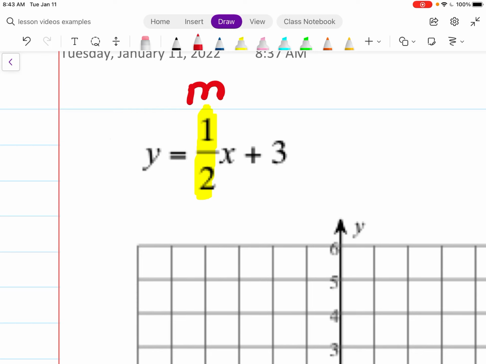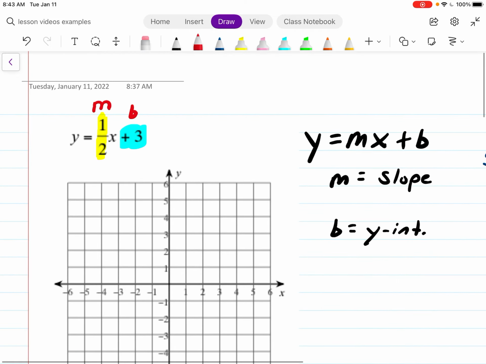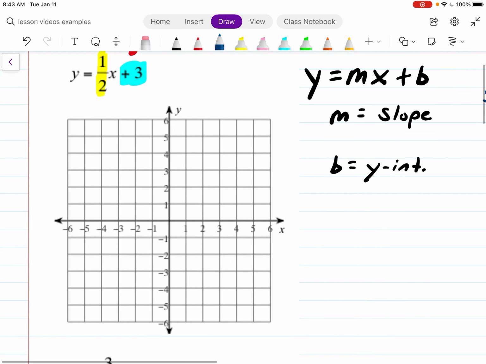So the slope is touching x. The number that is not touching x, that is being separated from x with an operation, you'll either see a plus or a minus, and more times than not, if it's set up in the y equals mx plus b form, it will always follow x. In this case, we see that we have a plus 3. So that plus 3 represents our y-intercept of b. So in our y equals mx plus b form, we know that our slope is 1/2, and our y-intercept is positive 3.